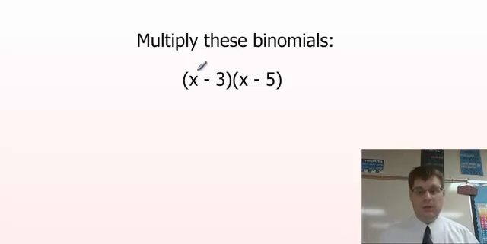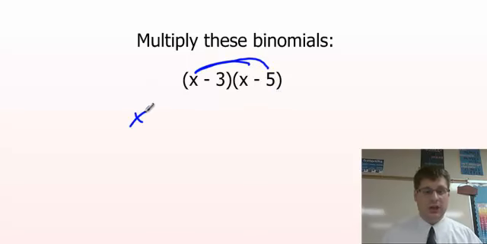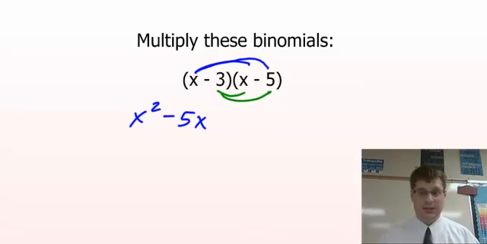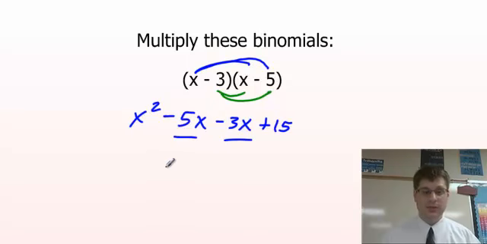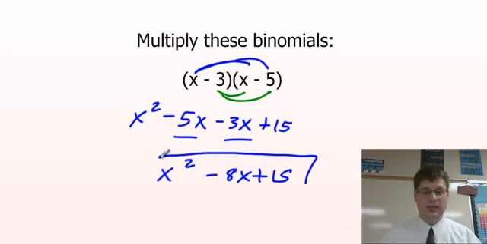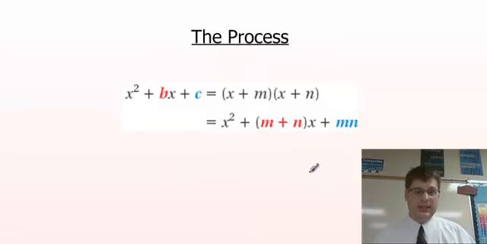So I want you to think of it a little bit differently, because FOIL fails if it's outside of a binomial times a binomial. So we'll start with the first term here, the x, and we're just going to be distributing the x and multiplying it with both terms in the other binomial. So we'll just call that x squared minus 5x. And then we're going to distribute this negative 3 to both terms in that second binomial. So negative 3 times x is negative 3x, and negative 3 times negative 5 gives us positive 15. When we combine our like terms, we're left with x squared minus 8x plus 15. So we've multiplied it together by distributing the first term and the second term of the first binomial with the second binomial.